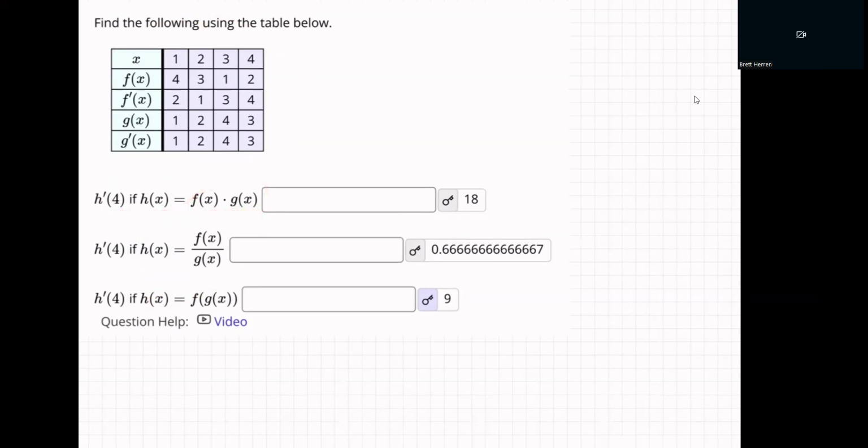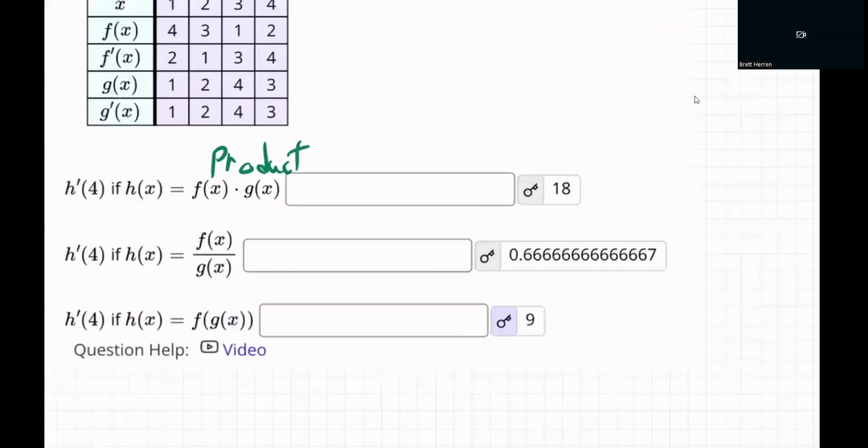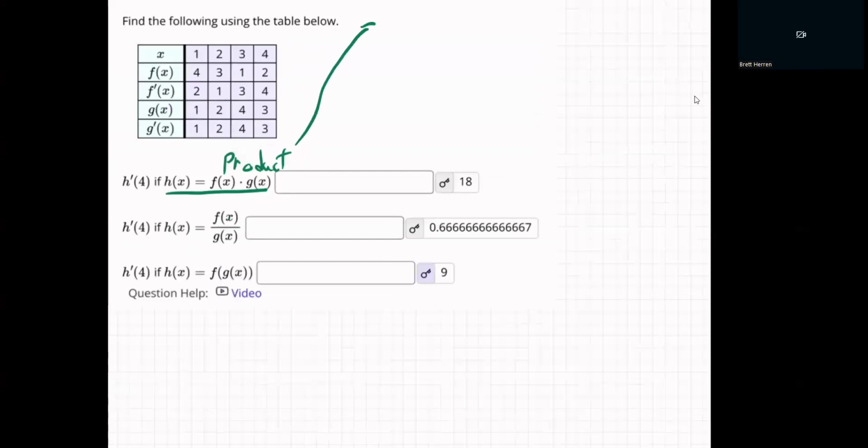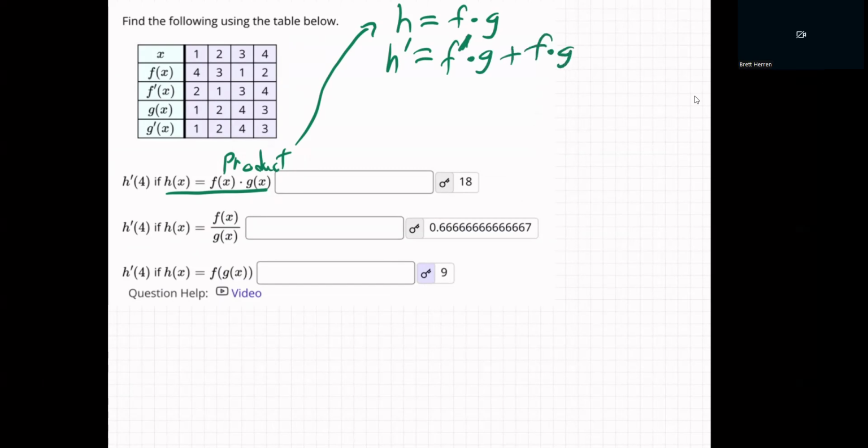So this one right here is going to be the product rule, right? Because those two functions are multiplied, they're times each other. So h is f times g. If h is f times g, then h prime, what do you do? What's the product rule? You take the derivative of the first one, keep the second one unchanged, plus the first one unchanged times the derivative of the second, right?